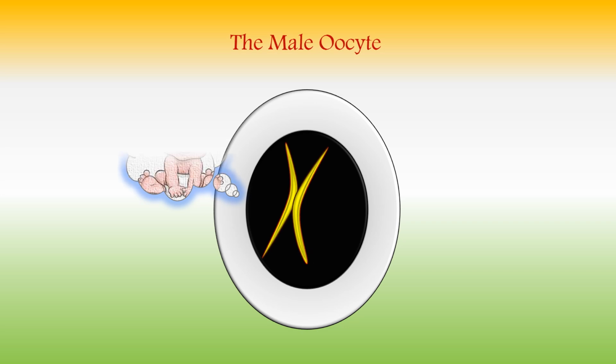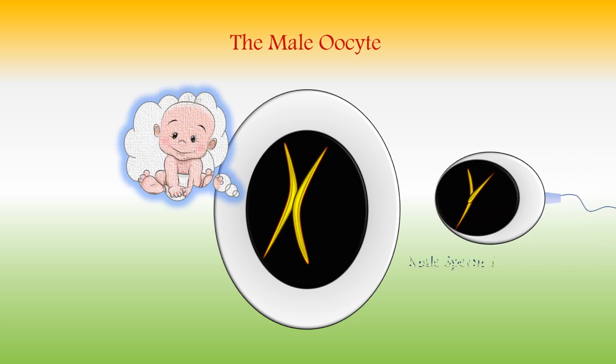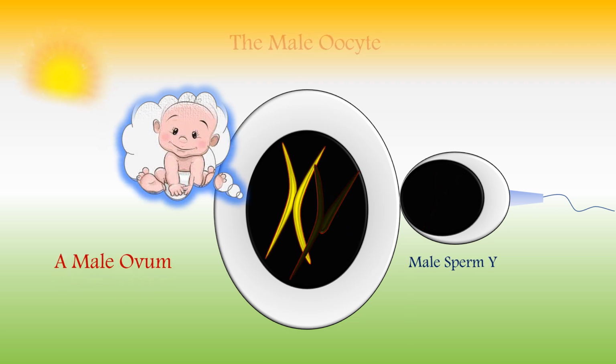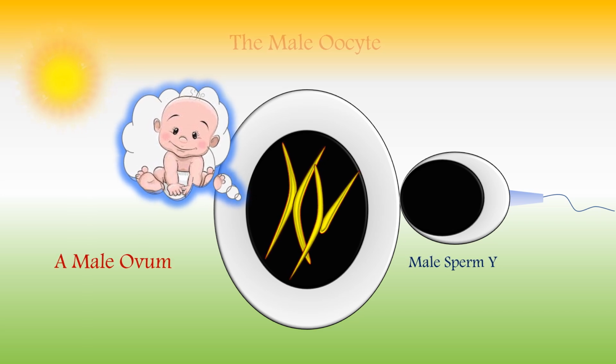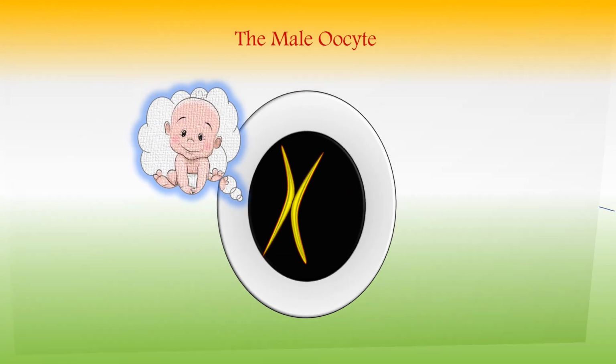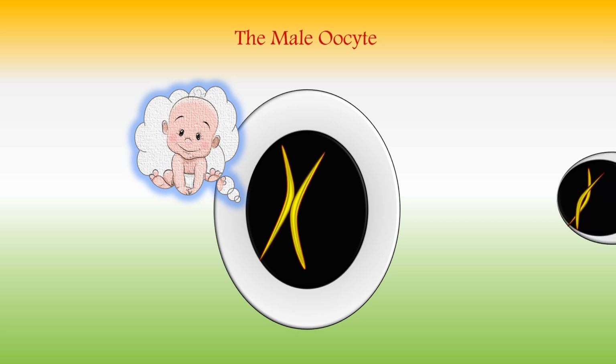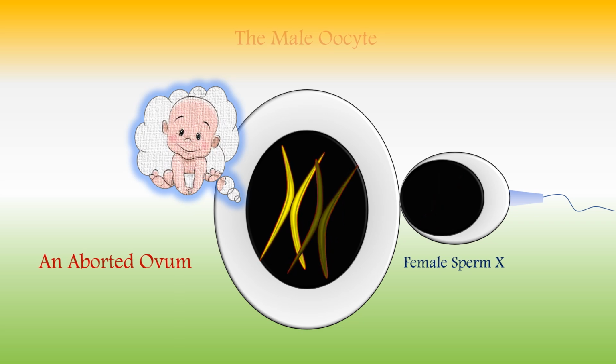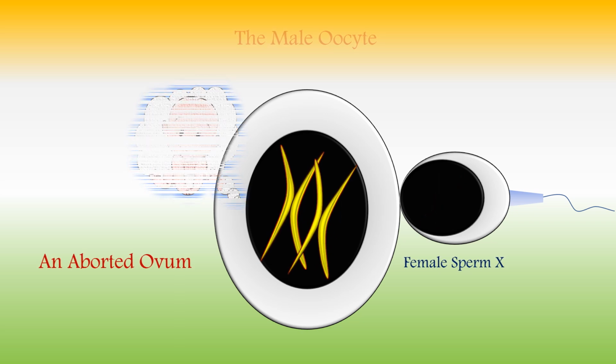Likewise, the male oocyte can give birth to a male embryo. That means if a male oocyte is fecundated by a male sperm Y, the process of creation goes on to give a male baby. When the sperm differed from the oocyte gender, meaning that the female sperm fertilized the male oocyte, it fell as if it had never existed.